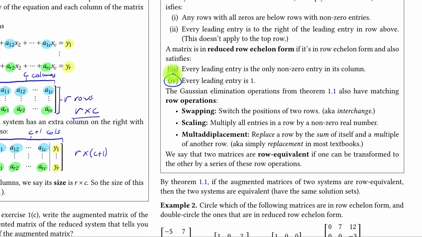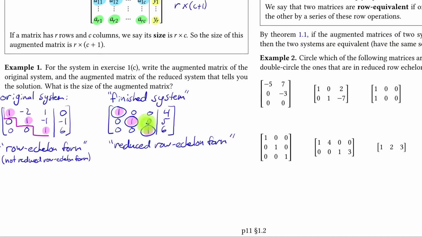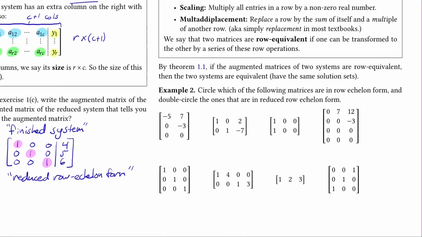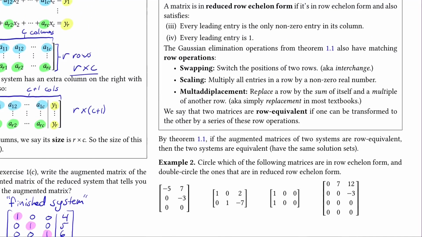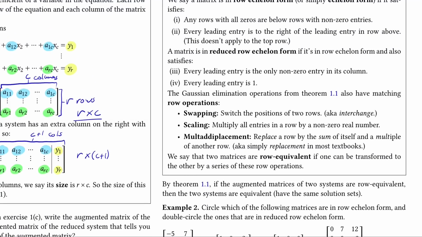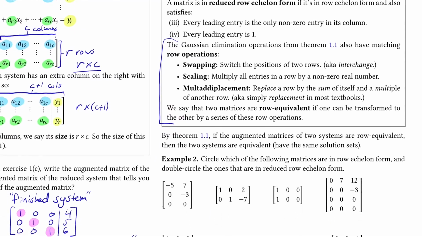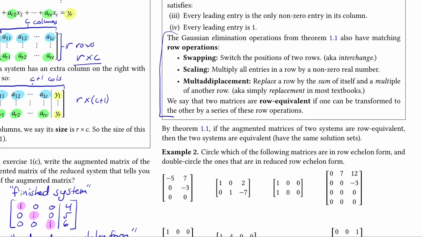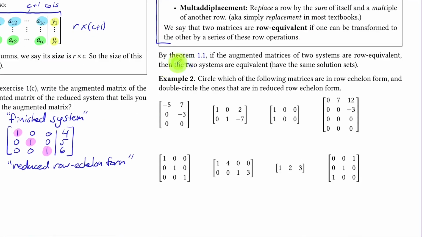And condition 4 is easy to check, is that each leading entry has to be 1. And yeah, we have that here. Each of these leading entries is 1. So that's reduced row echelon form. Now, just to get some practice with this, we're going to skip this definition of row operations and row equivalent matrices for now, so we can just get a little bit of practice with the echelon form ideas with example 2, and then we'll come back to that in a minute.